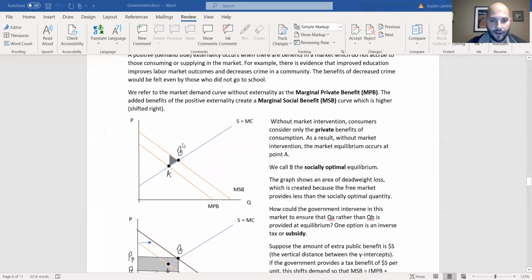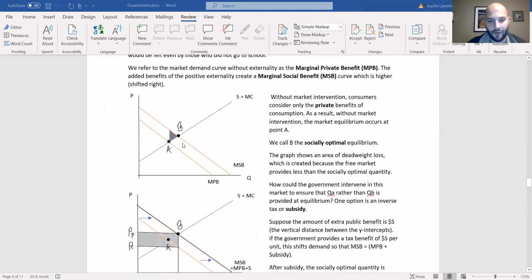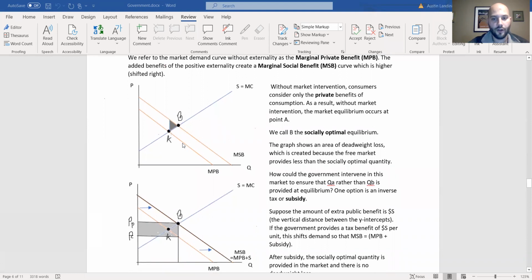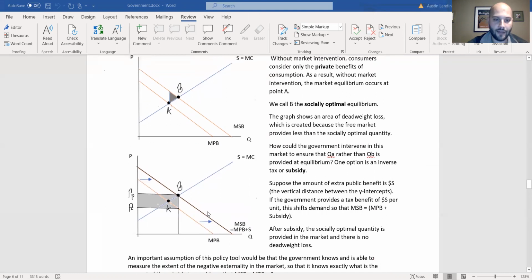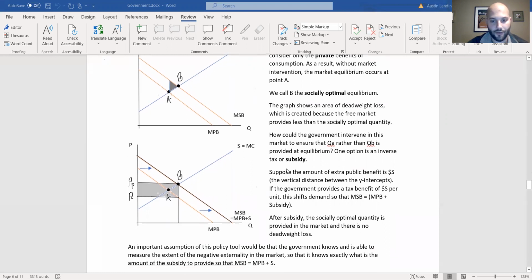Here, we're not getting enough schools, perhaps, in a particular community, or not a good enough quality of schools. So the government could intervene and make it so that the benefits of going to school are higher. In this case, I guess it's on the demand side. So we would have to say that the private benefits of going to school are not high enough, so the government subsidizes to make the private benefits of going to school higher.